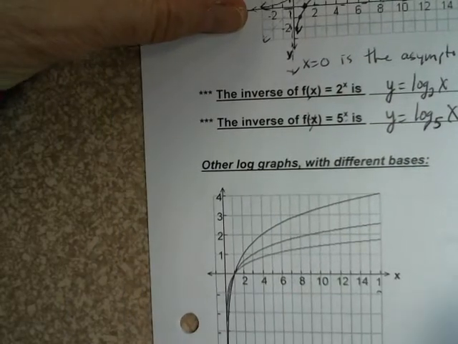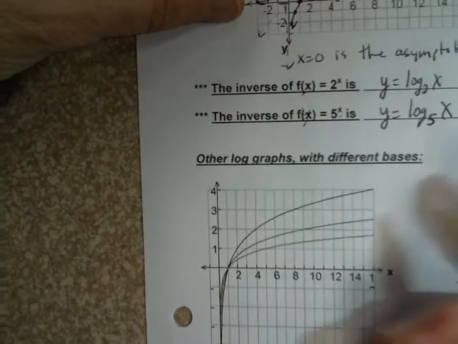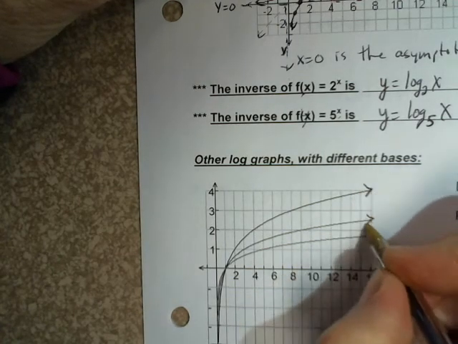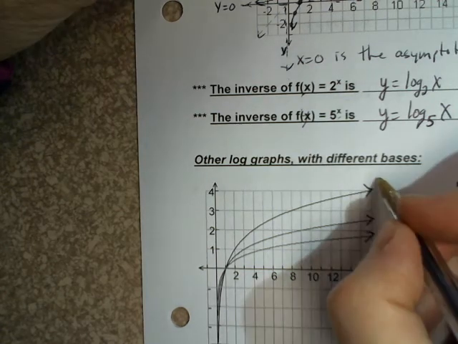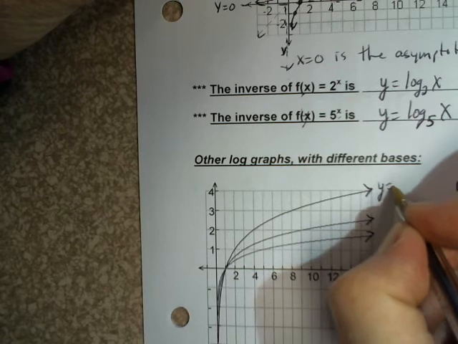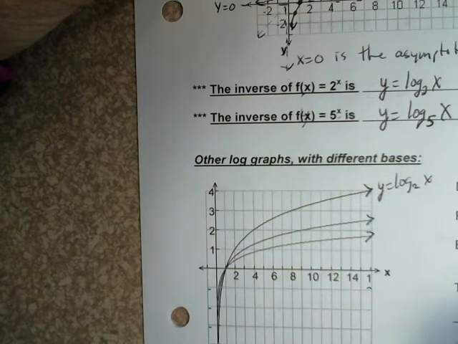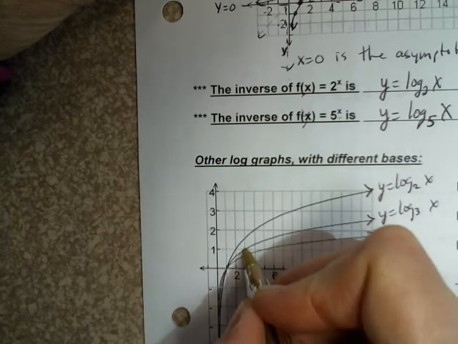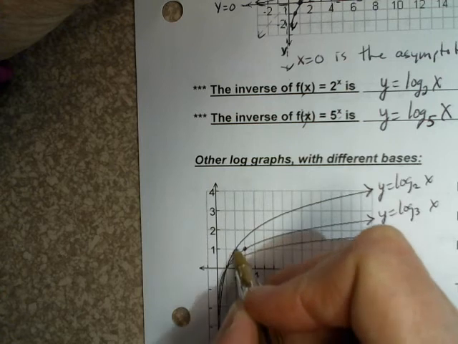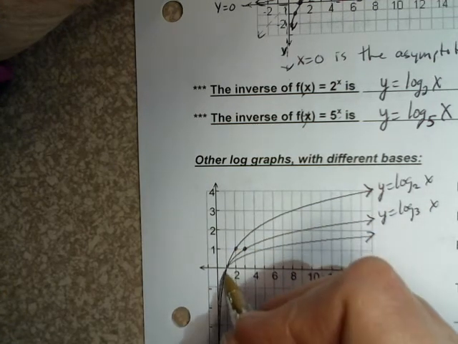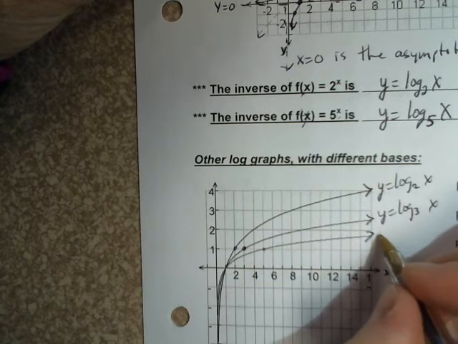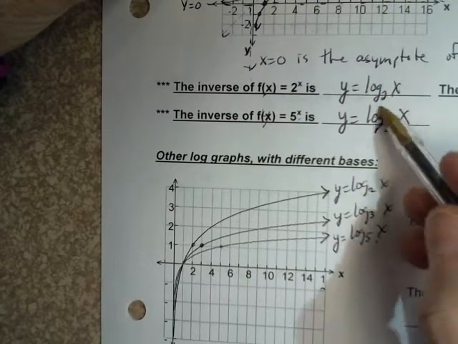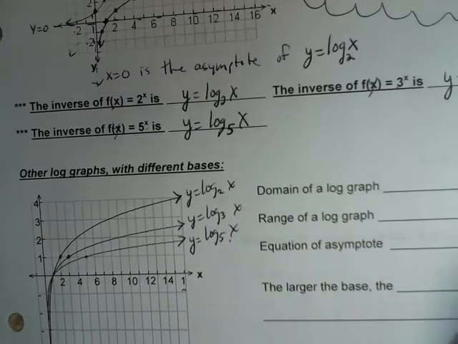And here are some other log graphs. Log graphs all have the same shape, kind of shaped like a square root graph almost. But we'll just take a look at 3 of these log graphs. They all have different bases. This top one here is y equals log base 2 of x. This one down here is y equals log base 3 of x because it goes through the point (3, 1). This one went through the point (2, 1), so it's log base 2 of x. This graph right here goes through the point (5, 1), so this is y equals log base 5 of x. So these 3 graphs are these 3 equations up here that we just wrote down.